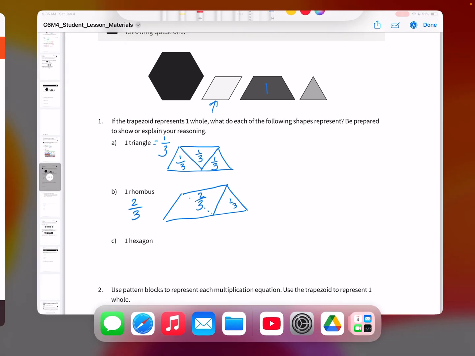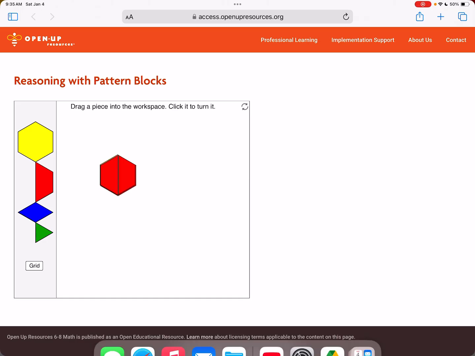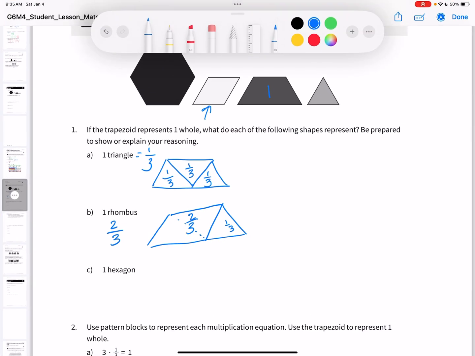Now, what about one hexagon? So here's your trapezoid, that's your one whole, and then here's your hexagon. So you can see the hexagon covers the whole of the trapezoid, and then we have even more left over. So a hexagon is actually 2 whole trapezoids. So one hexagon is worth 2 trapezoids.